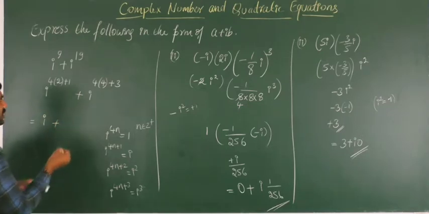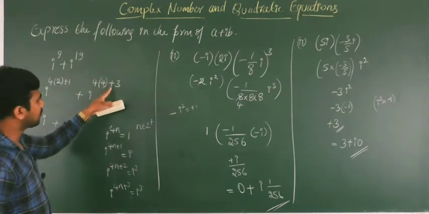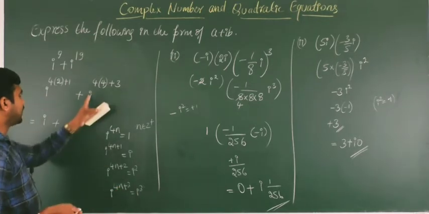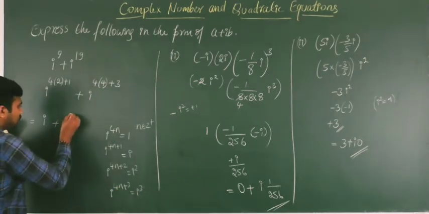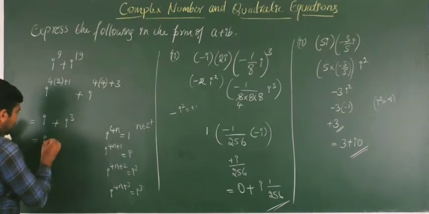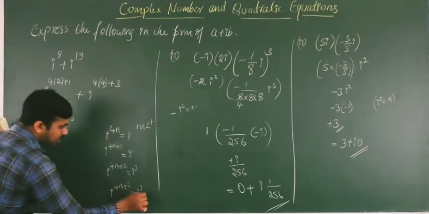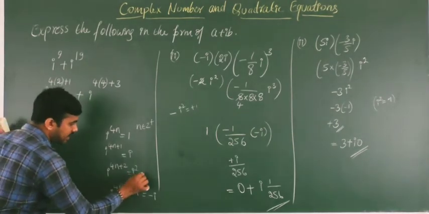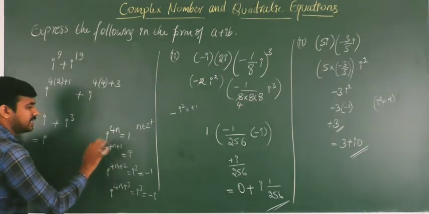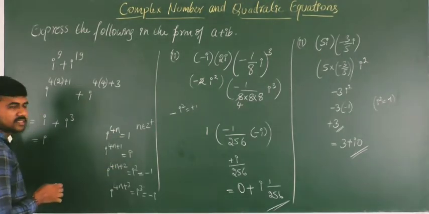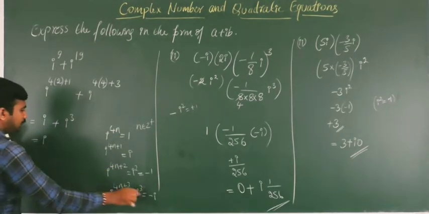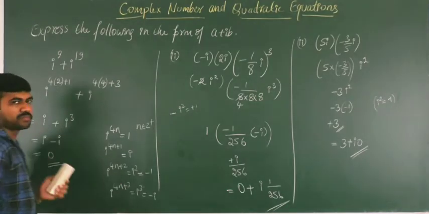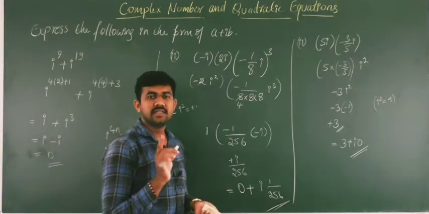Plus i to the power 4n plus 3. i to the power 4n plus 3 is nothing but i cube. So directly I can write i cube. Now substitute the value of i cube. We know i cube is equal to minus i, since i square is minus 1 and i itself is i. So i minus i is nothing but 0. Subtracting the same terms will get 0.